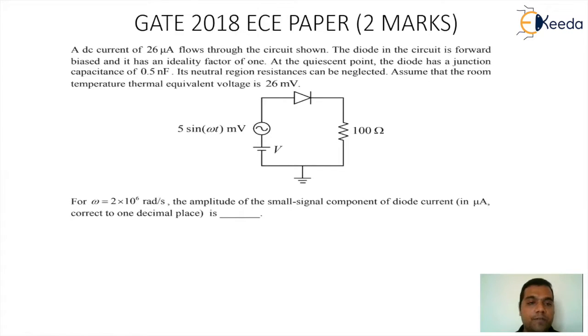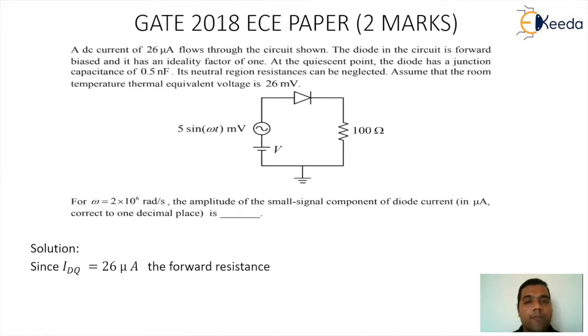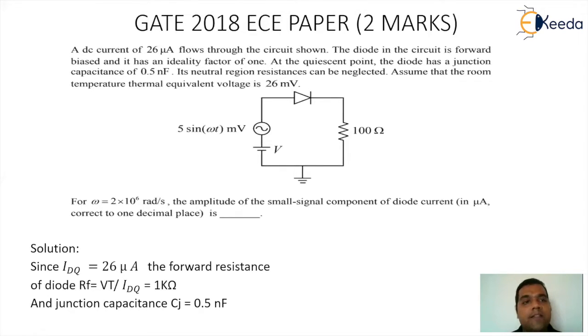So let's go for the solution. As you see, the IDQ value is given as 26 microampere. This will help us in calculation of the resistance. For the diode, the forward resistance can be defined as VT by IDQ. Since the value of VT is 26 millivolt and the DC diode current is 26 microampere, the forward resistance will come as the ratio of those two values, which gives 1 kilo ohm. The capacitance of the junction for the device is given as 0.5 nanofarad. So once we are given the capacitance value, we can definitely calculate the impedance.